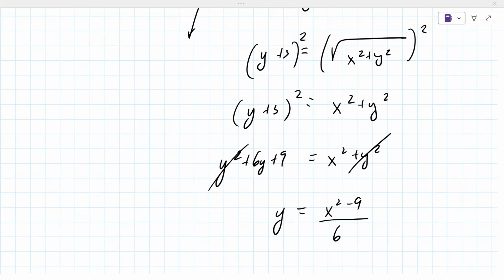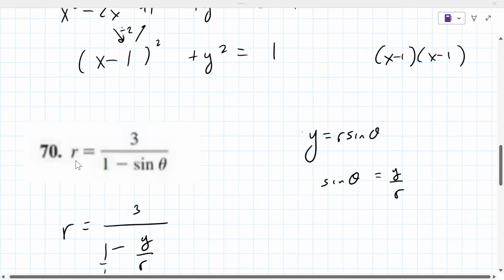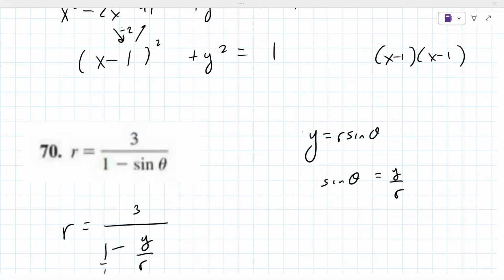Have to grab. Oh wait. What problem is this? This is number 70. Oh, okay, because we do the odd ones for homework, so I was checking my homework.